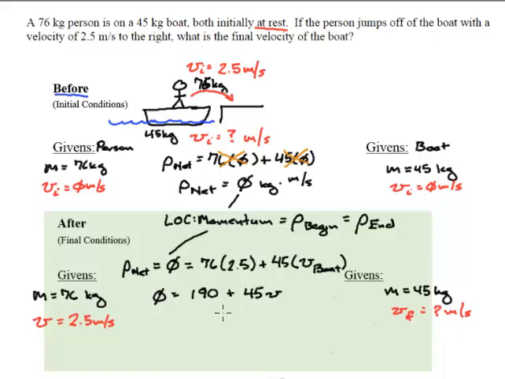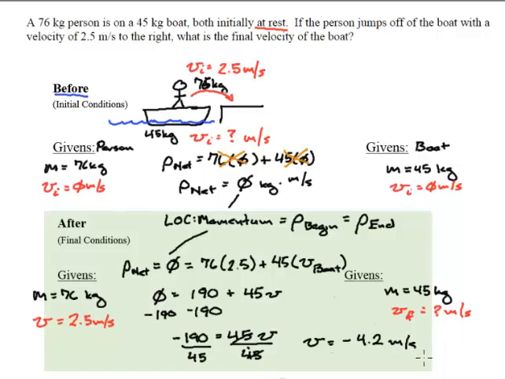In order to remove this 190 from the right side, I'm going to subtract 190 from the right, but whatever I do to the right, I have to do to the left. And then in order to get V all by itself, I'll divide by 45. So that these two cancel, leaving me with a velocity of negative 4.2 meters per second.